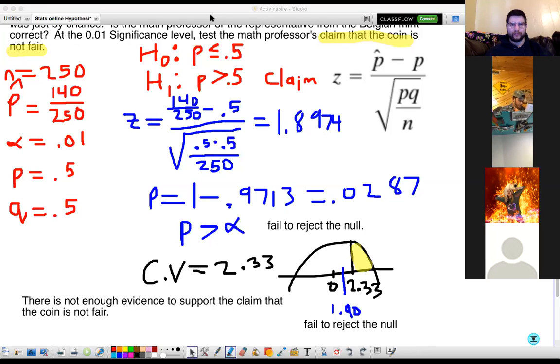So grab your TI. Let's pretend you're at the home screen. Stat. Go to test. Now we're doing a proportion test. So we're doing a 1 proportion Z test, number 5. Type the information in. p is 0.5. It says p0. Yes.